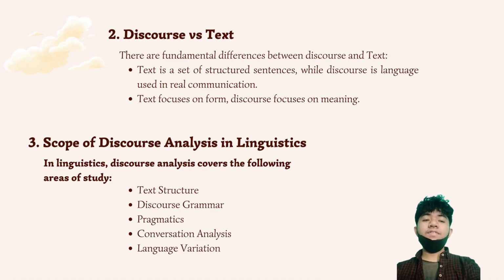Okay, next is the scope of discourse analysis. In linguistics, discourse analysis covers the following areas of study: text structure, how sentences are arranged into complex paragraphs or chapters; discourse grammar, the study of relationships between sentences such as the use of pronouns, conjunctions, and meaning connections; pragmatics, how meaning is constructed based on context, speaker intention, and social situation; conversation analysis, patterns of social interaction, how people take turns in speaking, and the unwritten rules of communication; and language variation, the use of language based on the social and cultural background and status of the speakers.